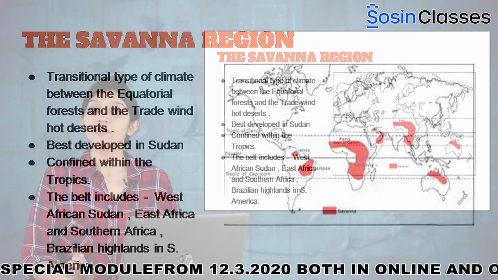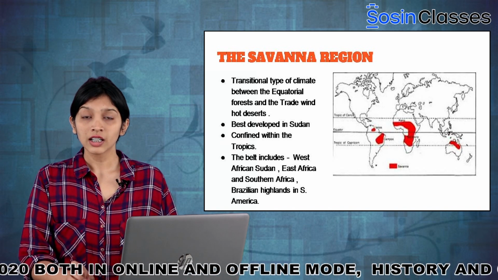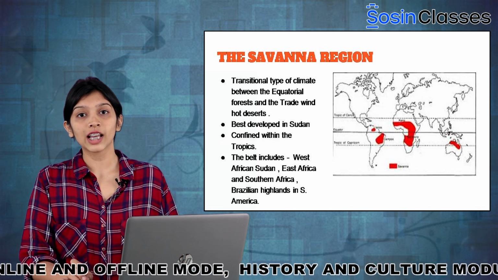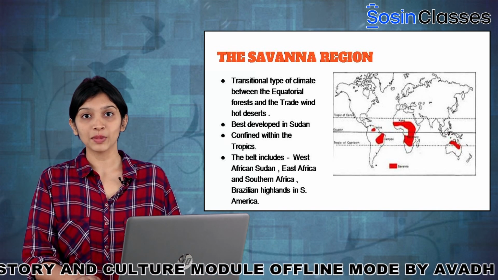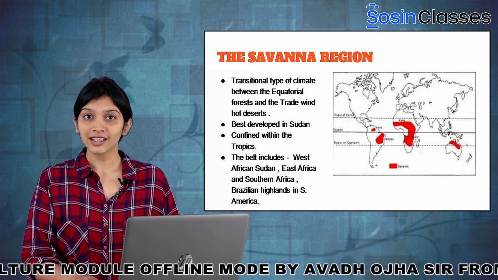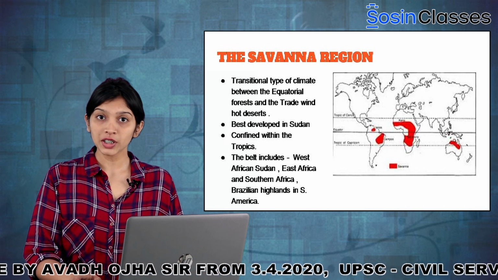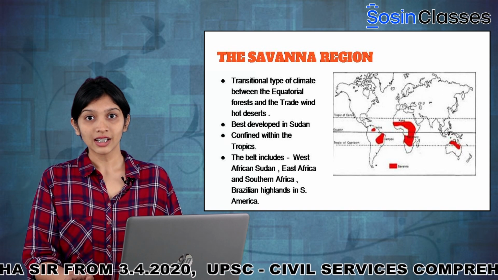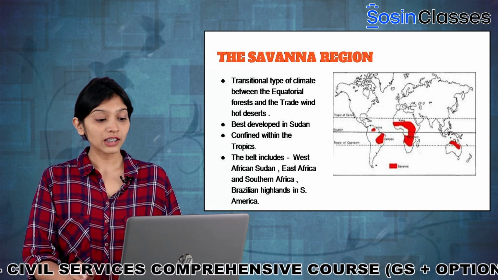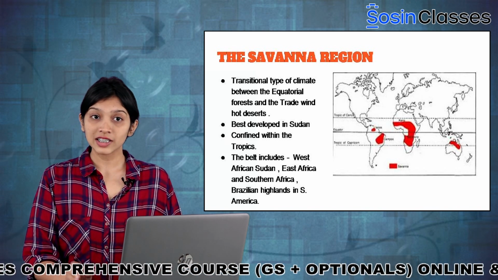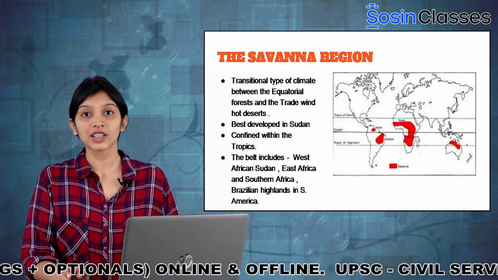The Savanna region is best developed in the Sudan region. As a result, it is also called the Sudan type climate. The Savanna region is mostly confined within the tropics. On the right hand side, there is a map of the world displaying the regions or the distribution of the Savanna type of climate. This belt mostly includes Africa, east and the western part, and Brazilian highlands in South America. It also includes a small part of Australia.